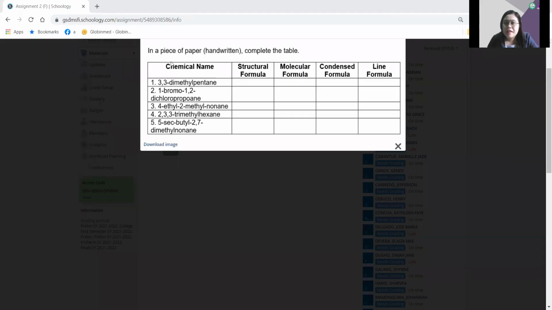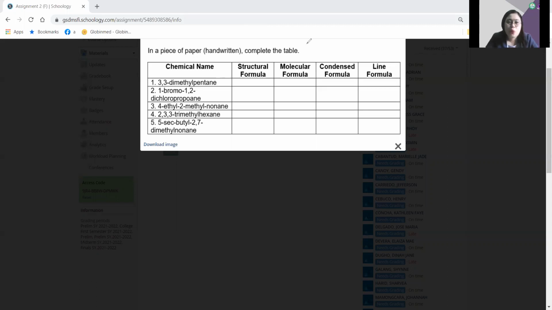Sige. So for your assignment, I asked you to complete the table and write the following formulas for the given alkane. So you have to write first the structural formula and then the molecular, the condensed, and lastly, the line formula. I will always ask you to write first the structural formula because it's the easiest thing to do, the structural formula first before you can summarize it and make the molecular formula.